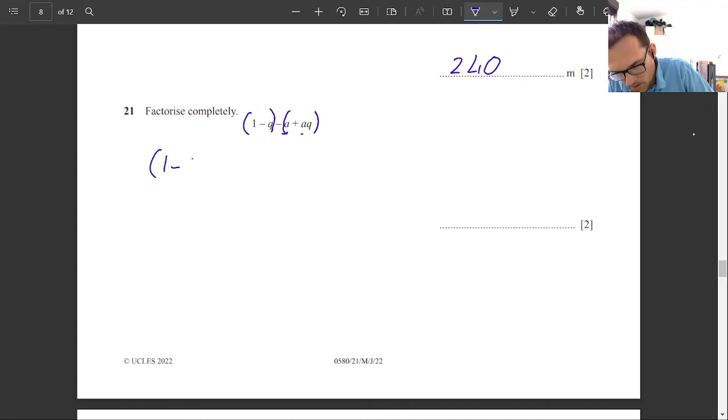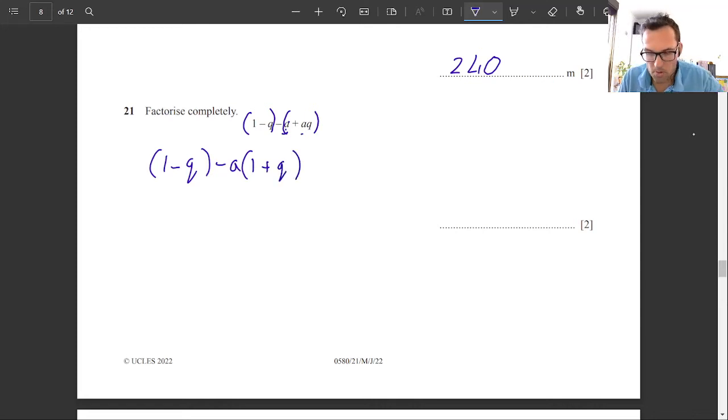So we got 1 minus q. Factorize out that a. Put it in front of the bracket. Remember, if I take an a away from here, I can't put nothing. I need to put something there. So put a 1 plus q. Okay, because when we multiply out these brackets, we need to get our original answer.